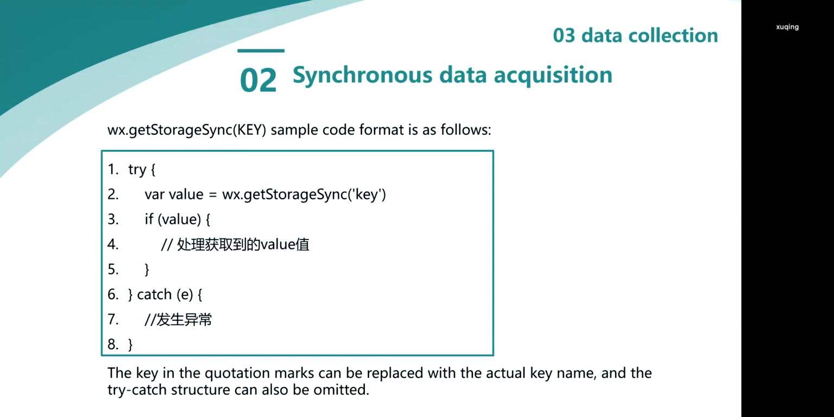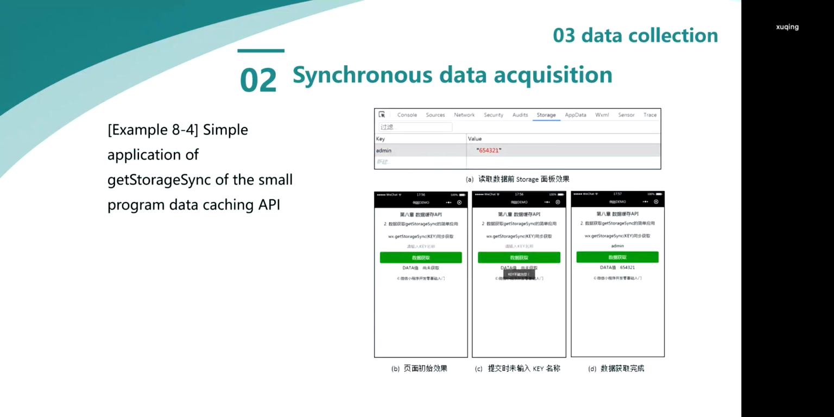Here is the sample code for get storage sync. Here, we have another simple application of get storage sync of the small program data caching API. Yeah, we'll do this together.